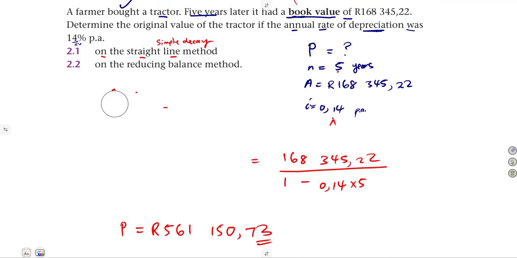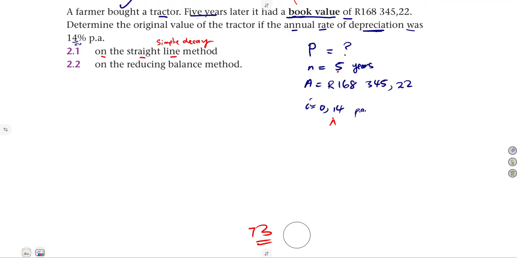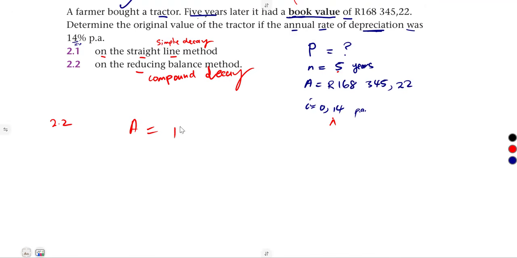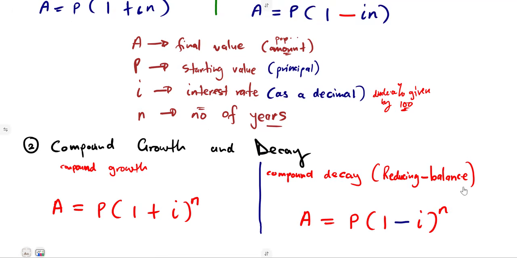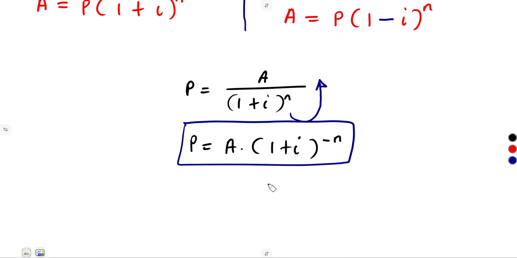Anyways, let us check when it is on a reducing balance method. That's 2.2, reducing balance. Remember, that's our compound decay. So A is equal to P into 1 minus i to the exponent of n, and I said we can make P the subject. When we divide, we saw that it can be written as A into 1 minus i to the exponent of negative n. Remember we made this the subject of the formula here. So you can have it that way, it is up to you.